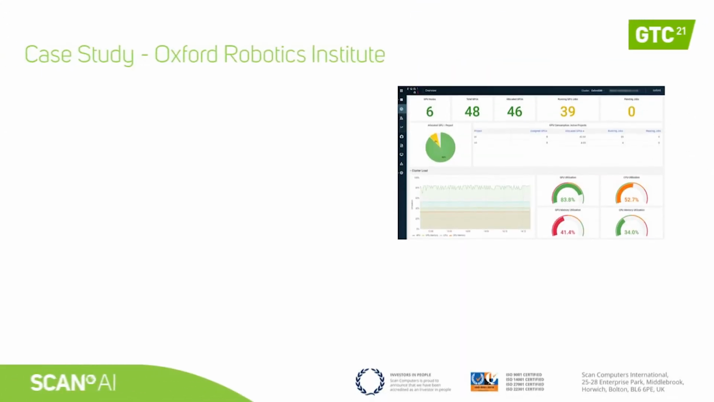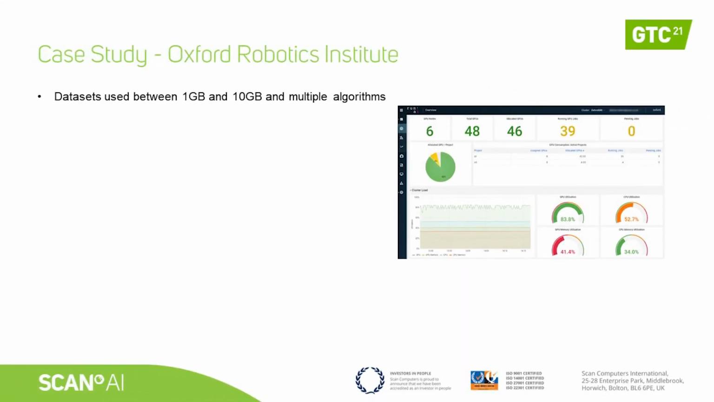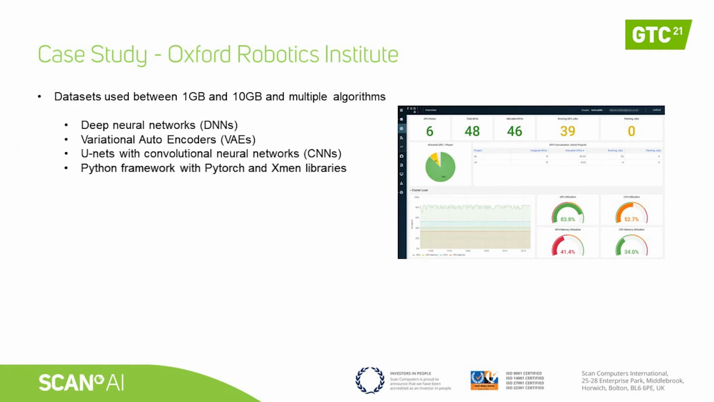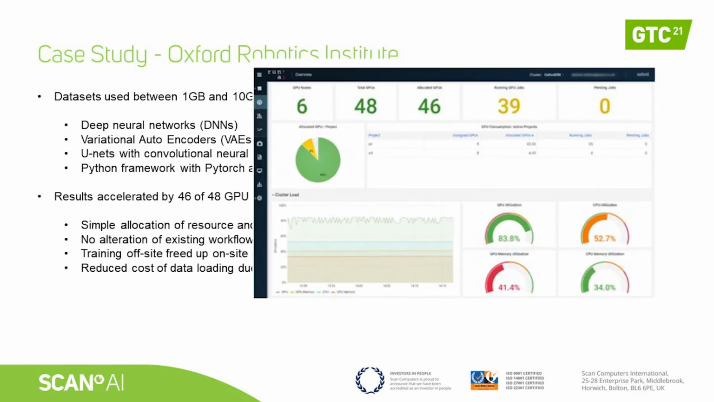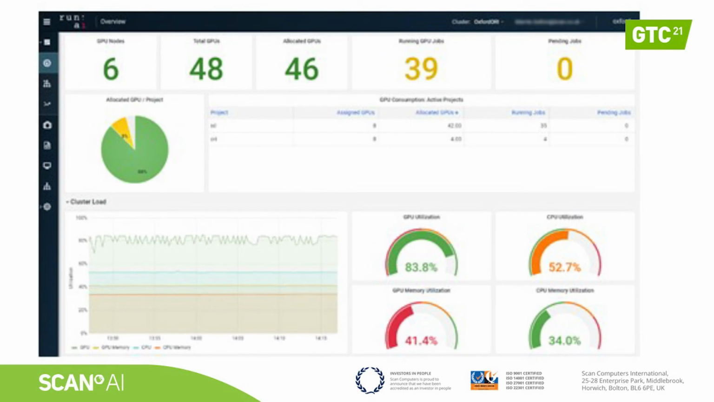The ORI datasets range from 1 GB to over 10 GB depending on the workflow, and employed a wide range of deep learning algorithmic techniques. ORI found its workflows hugely benefited from having pooled GPU resource. As you can see, this screenshot confirms that 46 of the 48 GPUs were fully utilised.